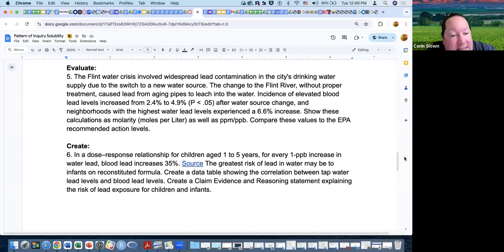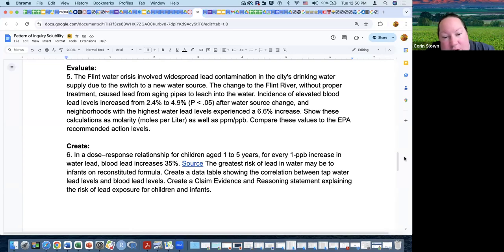And then, right, the last one is recognizing that it's all about context. In a dose response relationship for children aged 1 to 5 years, for every 1 ppb increase in water lead, the blood lead increases 35%. I listed the original source and the research paper there. So the greatest risk of lead in water may be to infants on reconstituted formula. When someone makes formula, if they mix it with tap water, there's a risk to that infant.